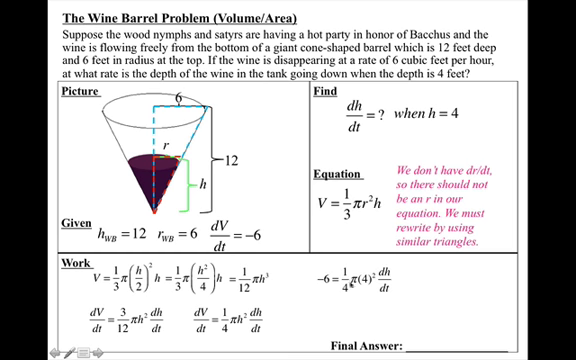So I plug in what I have, do some simplifying, and solve for dH dt. And you can simplify that even more. And you can leave your answer as such. If you wanted to, you could turn that into a decimal. So my final answer is that the depth of the wine is changing at a rate of -3 over 2 pi feet per hour.